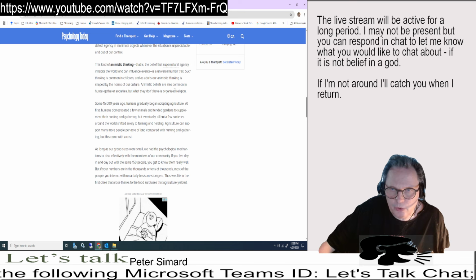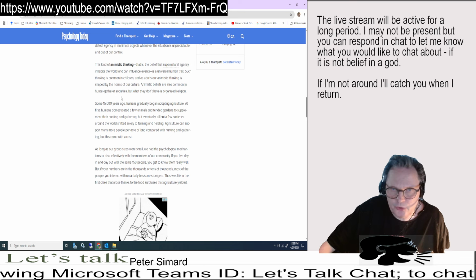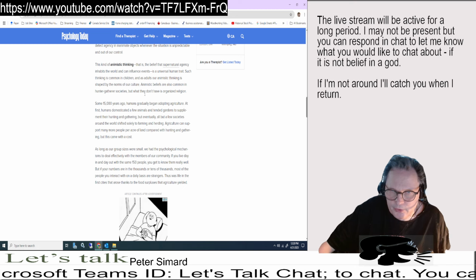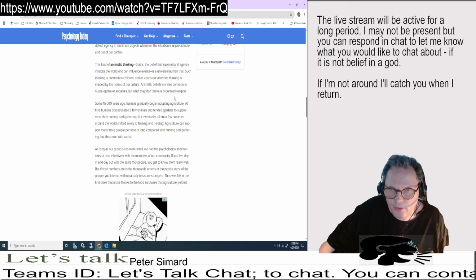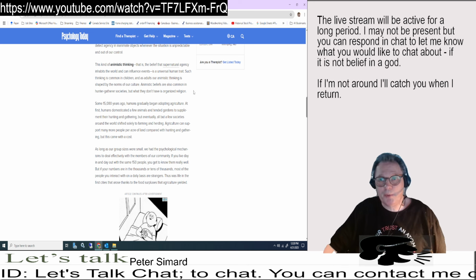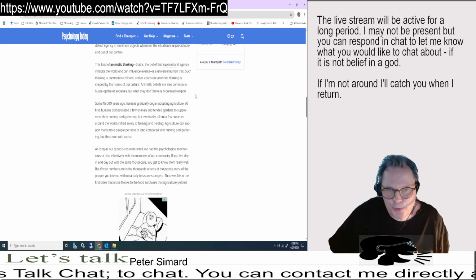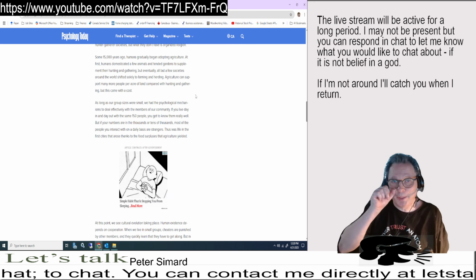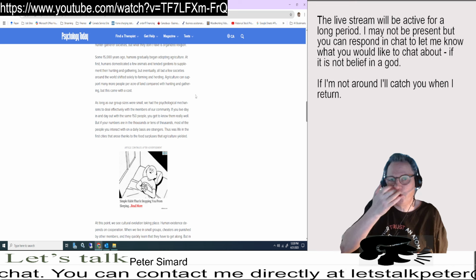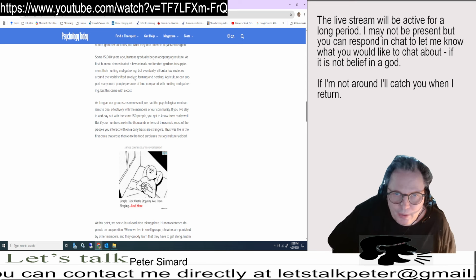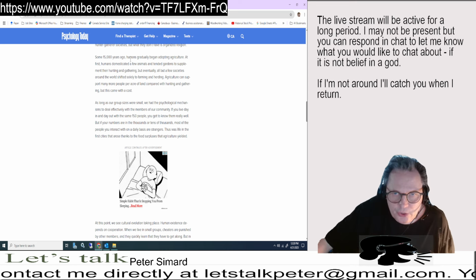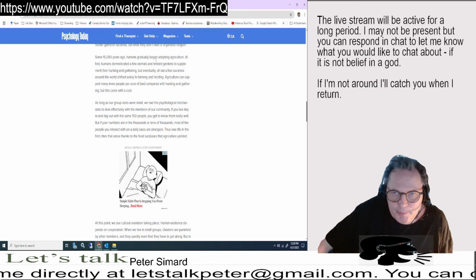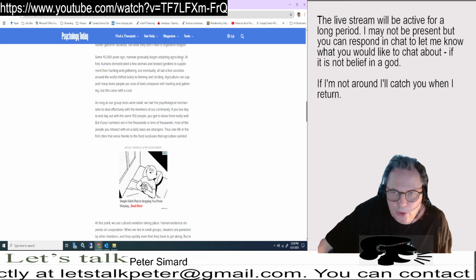Animistic beliefs are also common in hunter-gatherer societies, but what they don't have is organized religion. I was wondering when they were going to start talking about religion, because we're getting into basically just general description of human behavior. Some 15,000 years ago, humans gradually began adopting agriculture.